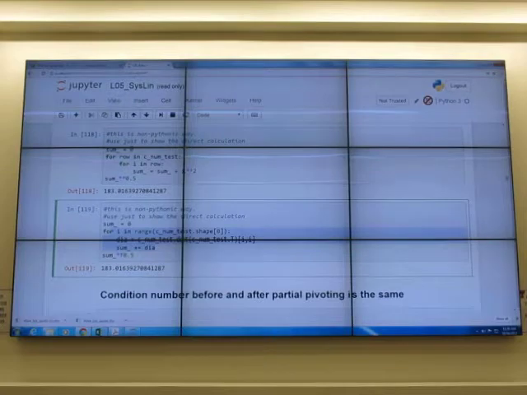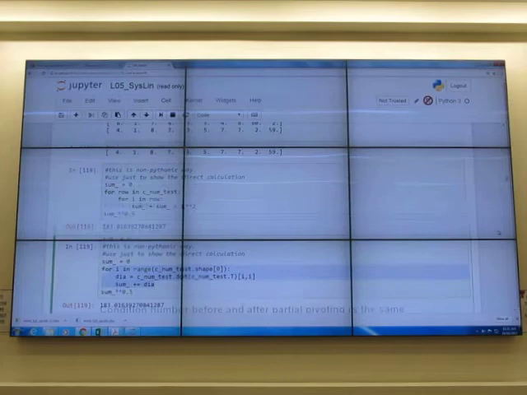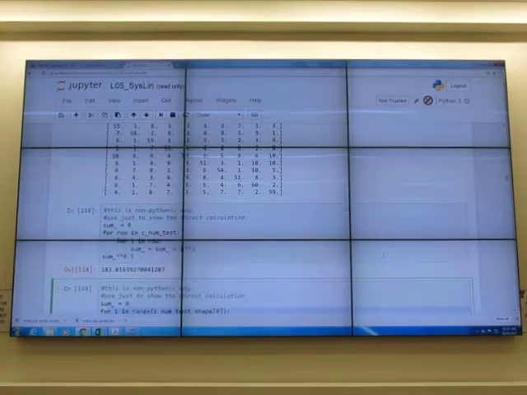Maybe this way is better. So I use sum equal to 0 and do a for loop over the range, and then cnum_test times cnum_test transpose, where T is transpose, right? And ij. So I try to check: is the norm equal to the square root of trace of A dagger A or not? Trace is the summation of the diagonal terms. If I have two matrices, do the dagger or conjugate transpose: take the complex conjugate, take the transpose, multiply them together, and then sum the diagonal terms. I get norm 2. Let's check. 183, same.